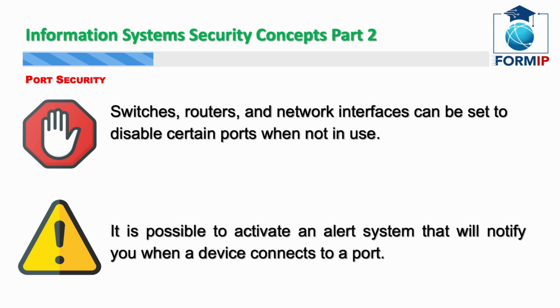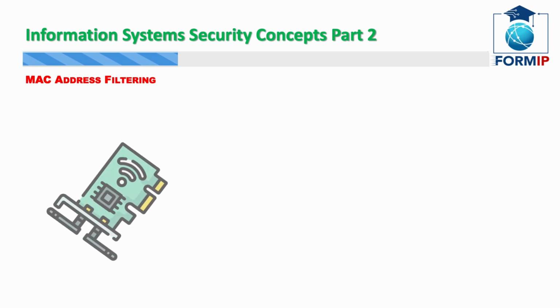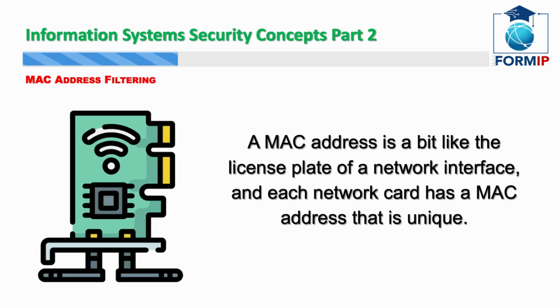Next, let's move on to MAC address filtering. A MAC address is a bit like the license plate of a network interface, and each network card has a MAC address that is unique. And although it is at the level of a router or a switch, it is possible to filter the network interfaces that will be allowed or denied by creating a list of allowed MAC addresses. It will therefore have to be updated in the event that other machines are added to the network.